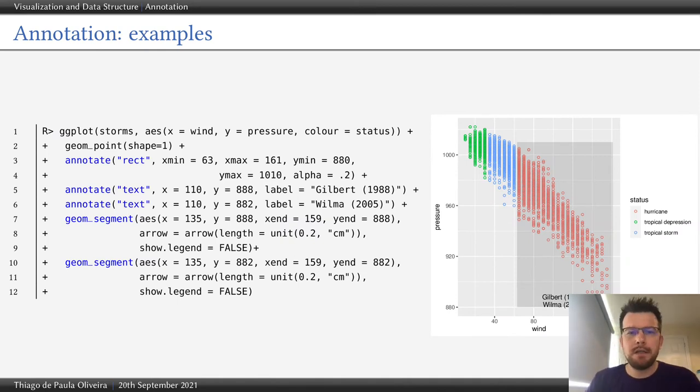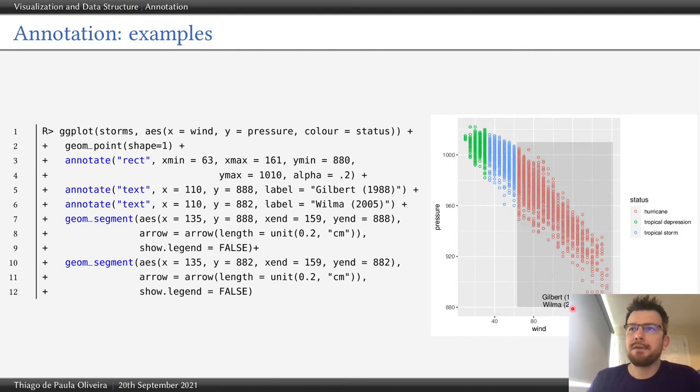In this plot, I'm using two different types of geometry. In the first annotate, I am drawing a rectangle in the plot to emphasize the hurricane events. As you can see here, this is the rectangle, and it emphasizes just the hurricane events. In the second and third annotations, I am including the names of the two hurricanes with highest wind and lowest pressure. Adding this text, we are informing the year of the event and the name of the most powerful hurricanes. In this case, it is Vilma in 2005 and Gilbert in 1988.